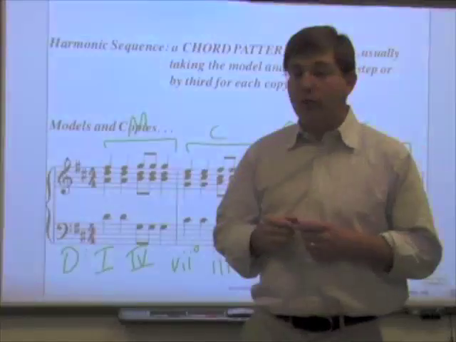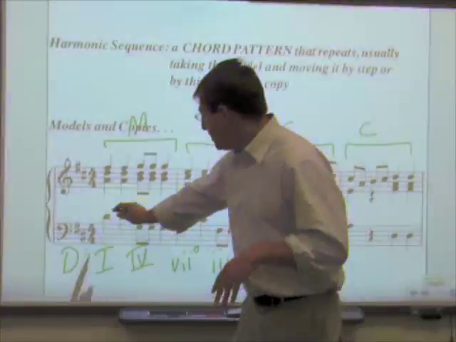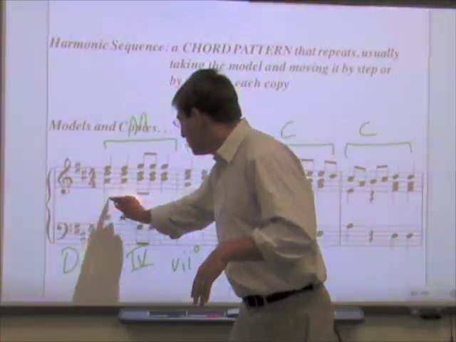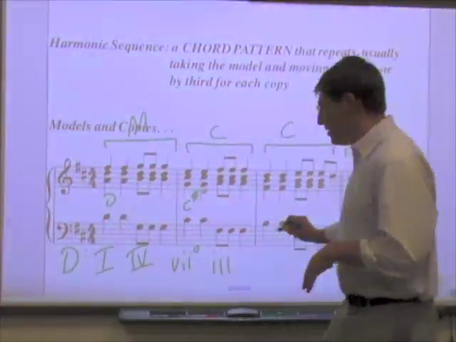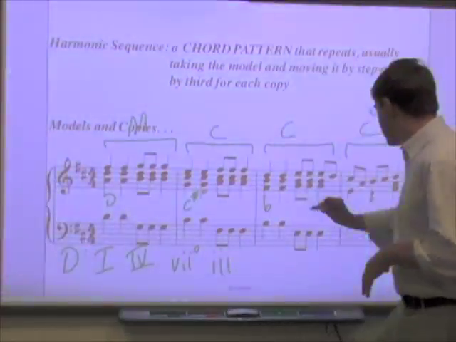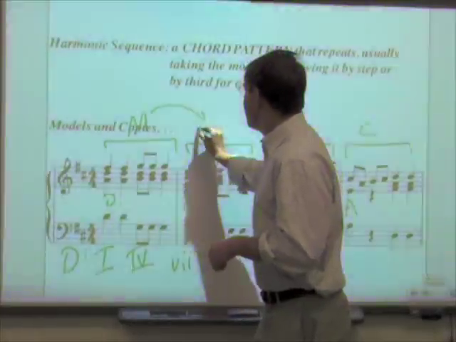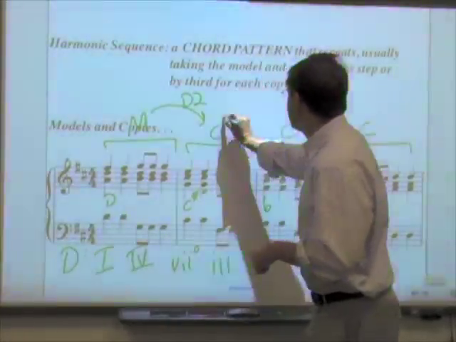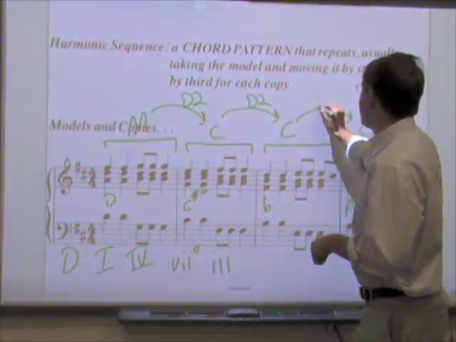And in this case, we're more interested in the fact that the model repeats down a step in each measure. We started on a D chord at the downbeat of this measure, a C sharp chord at the downbeat of this measure, a B chord at the downbeat of this measure, and an A chord at the downbeat of this measure, telling us that we're always descending by step each time we have another copy.